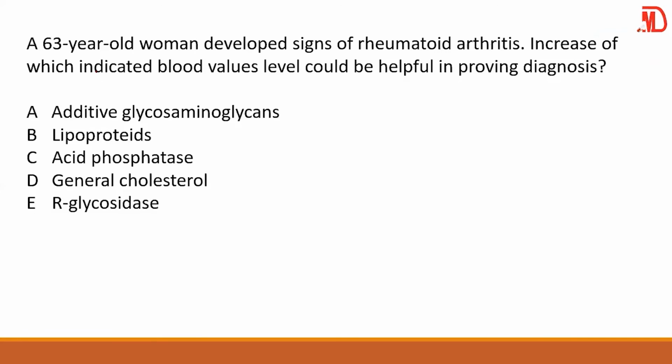Now we have a 63-year-old woman who developed signs of rheumatoid arthritis. There's an increase in which blood value levels could be helpful in providing the diagnosis? I remember we did something about rheumatoid arthritis, and we said the connective tissue is in high abundance of collagen. Now the next one is glycosaminoglycans.